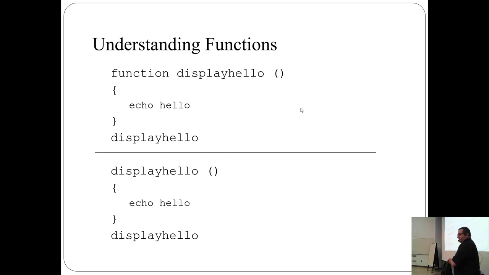Here's an example. Function display hello, brackets, curly, echo hello, close bracket, and then you could just type in the command display hello. You can also choose to not have the word function. So you can choose to create functions and not actually say it's a function, but it does the exact same thing. It works.